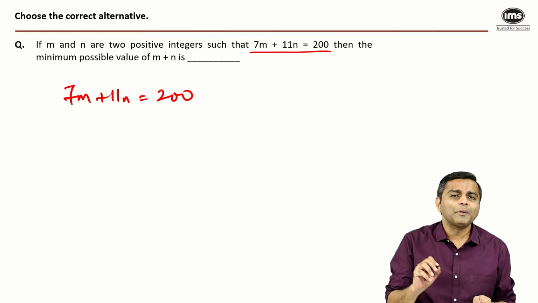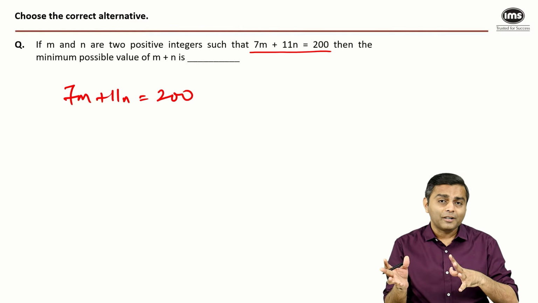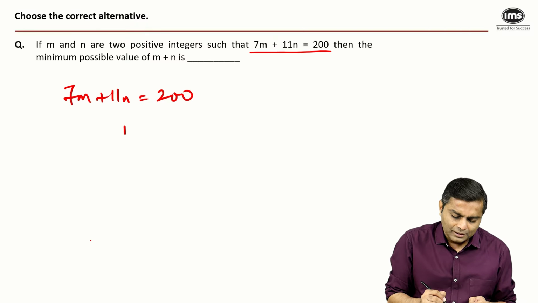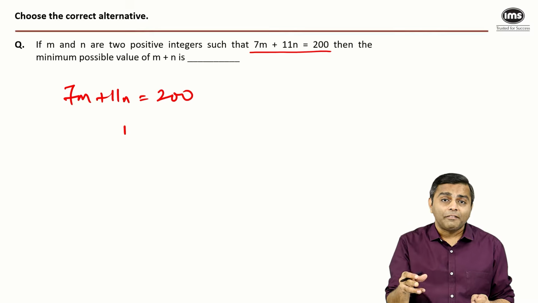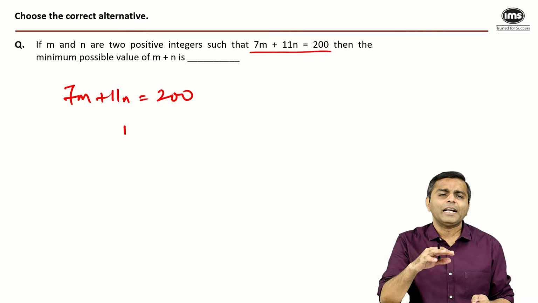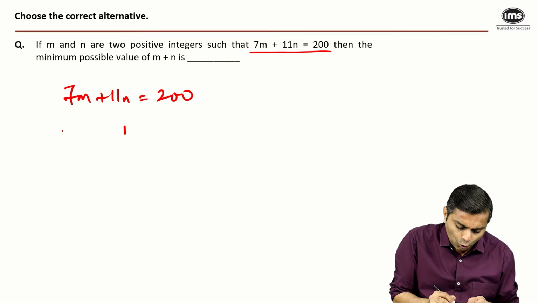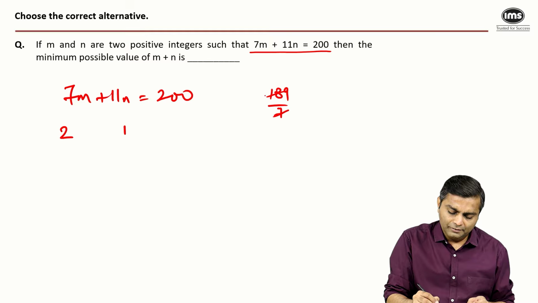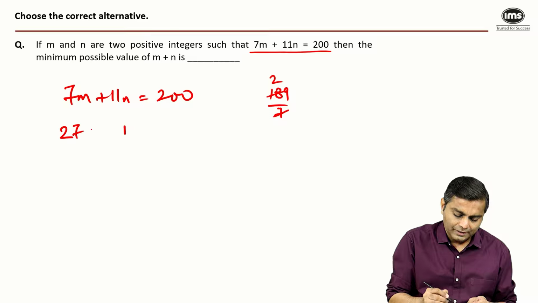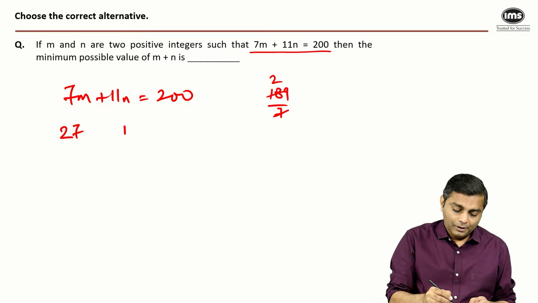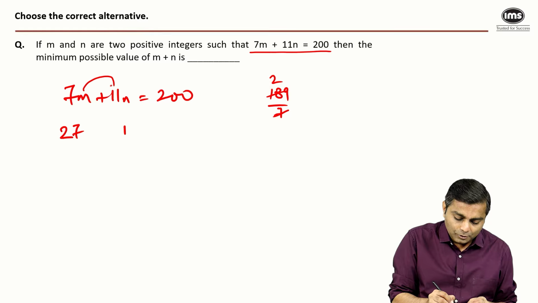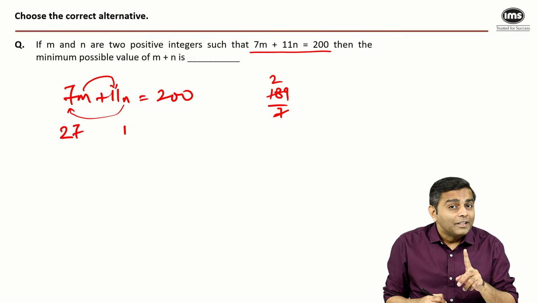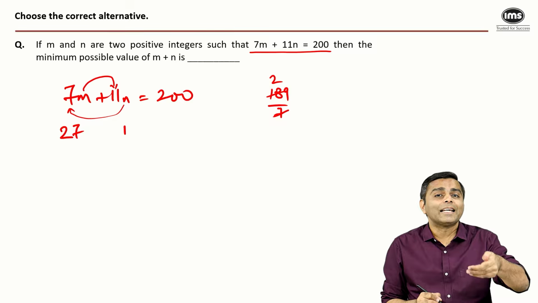Great. Okay. So if we start with n is equal to 1, 200 minus 11 is 189. Is 189 divisible by 7? It is. Yes. So if n is equal to 1, m is 27. Obviously, you should know the concept here that now m is going to go in steps of 11 and n will work in steps of 7. They are positive integers, remember. So n cannot decrease, n only has to increase.